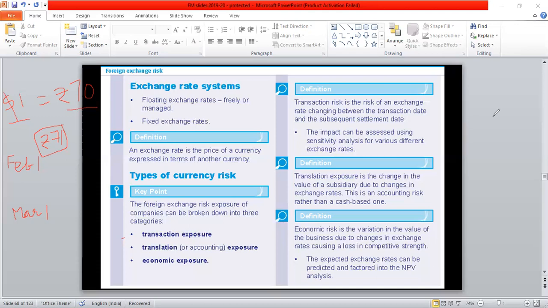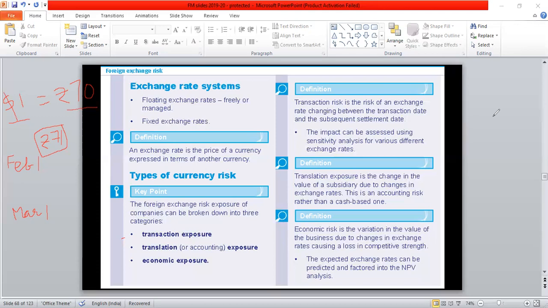So there are two different types of rates. They can enter into an agreement at a fixed rate, or they can enter into an agreement at a floating rate. A floating rate is as on that particular date. Because there are fluctuations in the currency value, you may expect that it would be 70, but if it rises to 74, then what happens?